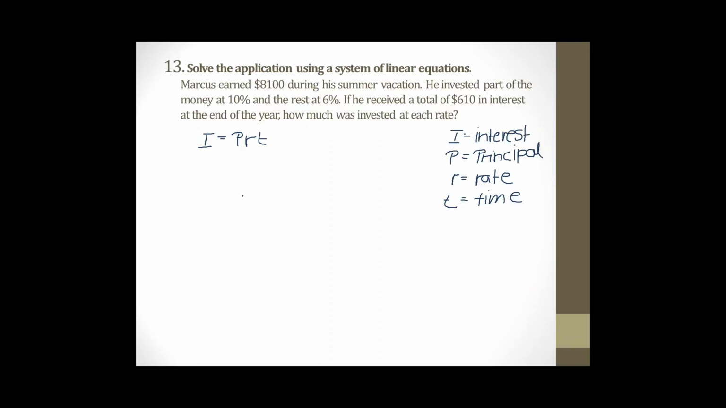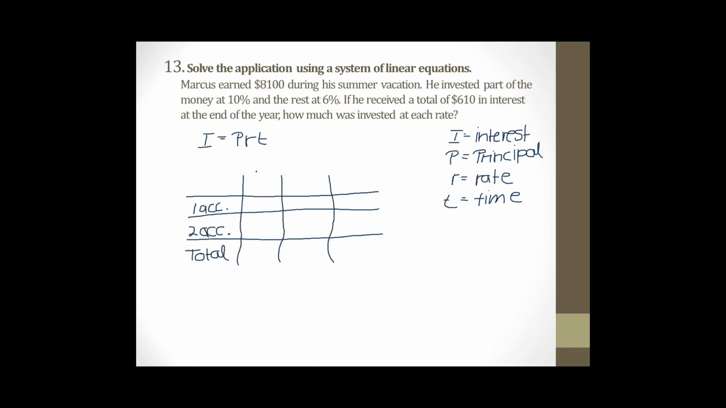And usually for this type of problems, I like to set up a table, and I'm going to have two different accounts, one that is at 10% and the other one at 6%. So this is my first account and my second account, and then in the bottom would be my total. And then I can use this, so P, R, and T, which is equal to I. And now I'm just going to go ahead and plug in all the information that I have been given in the word problem.